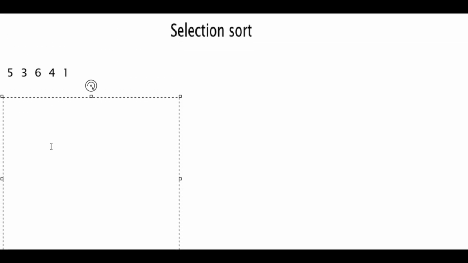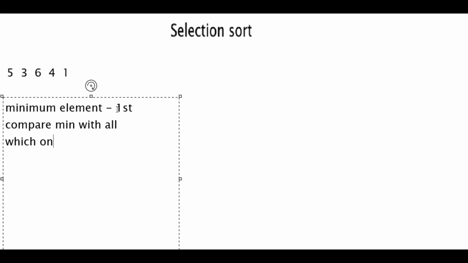Guys, first we are going to assume that the minimum element will be at first. The first element is the minimum element, and we are going to compare it with all the others, and we will come to know which one is smallest. Then it will be the minimum element, that is nothing but the lesser number. Let it be like mini.